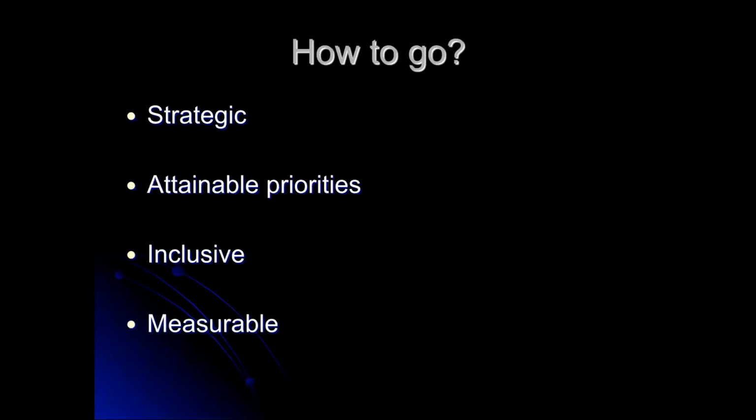So you have to be strategic. And you have to put attainable priorities. You cannot have a vague plan. You have to put it in writing and so on. And you have to be inclusive of others. And you have to have measurable attributes.